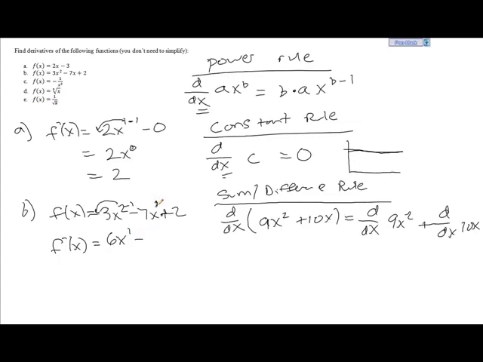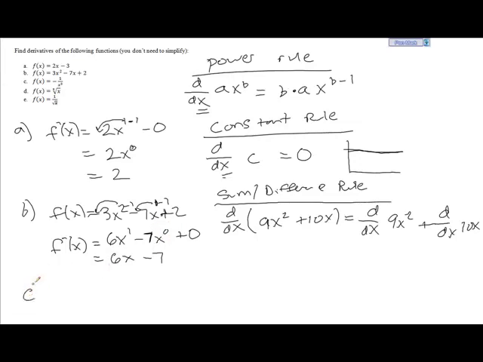Minus, there's a power of 1 here, so we bring that down out front. Doesn't change the fact that this is still minus 7, but now I have x to the 1 minus 1, which is the 0 power, plus the derivative of a constant is 0. And now as I simplify, I get 6x minus 7, because x to the 0 is 1, so we don't really need to write that.